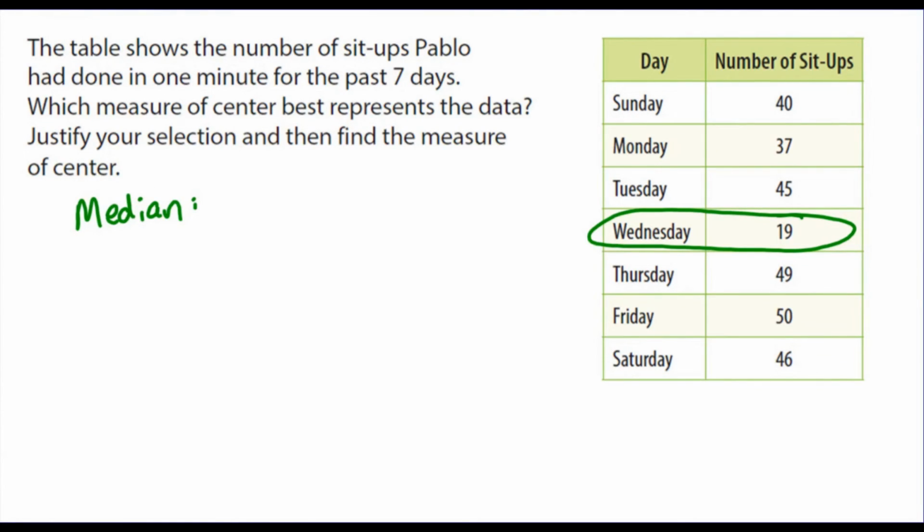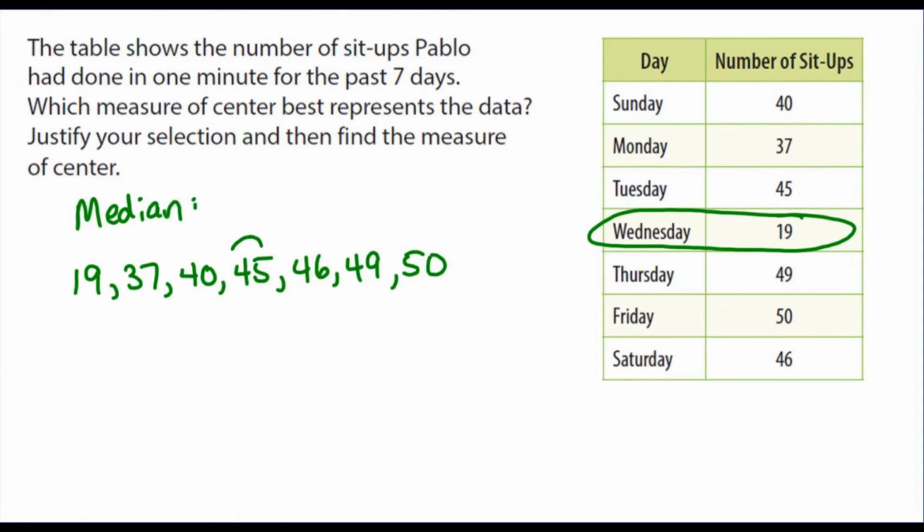So let's go ahead and find the median. So we're going to have to put these in order from least to greatest. And that extreme value on Wednesday is the lowest value. So we've got 19, 37, 40, 45, 46, 49, and 50. And there are 1, 2, 3, 4, 5, 6, 7 numbers in the data set. So 45 is going to be the center number with 3 to the left and 3 to the right. So our median is 45 sit-ups. So we would say that on a typical day, Pablo does about 45 sit-ups.